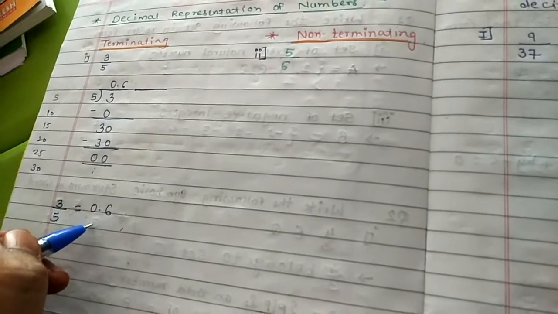So terminating decimal form means this fraction, in terms of decimals, we are going to write down as 0.6. Getting?